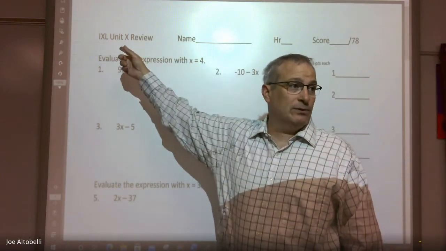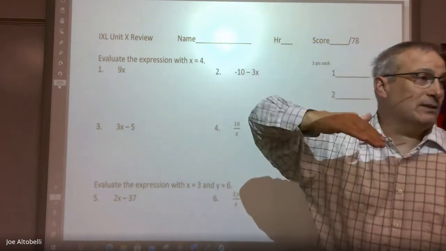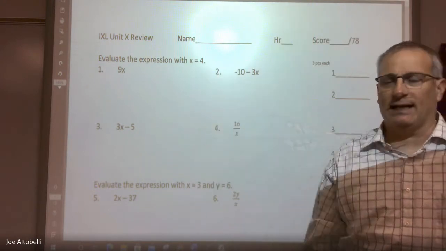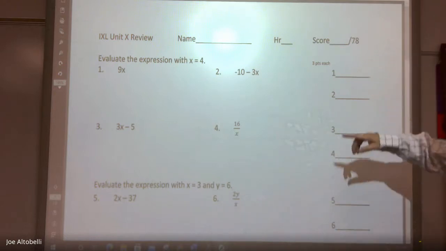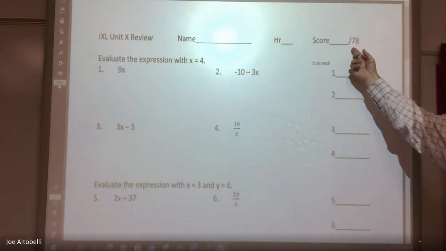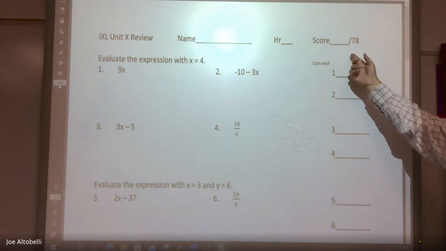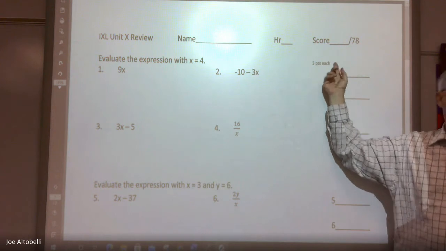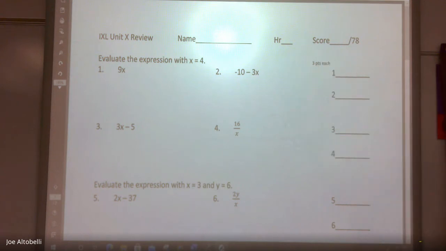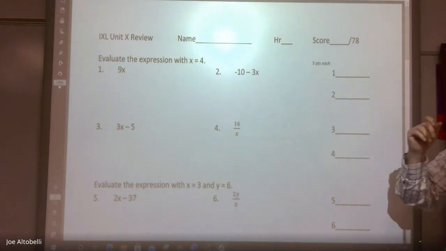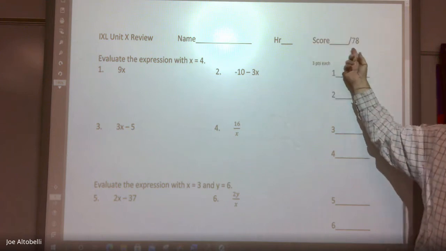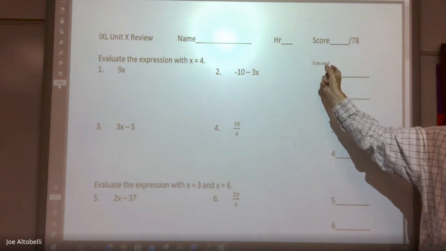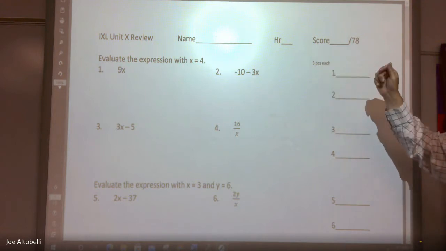Unit X review. It's all those IXLs in the whole unit, other than, I think, we skipped 3 and 11. Your test is going to be 78 points because each problem is worth 3 points. I put that in a little note, small there, so you can see that.